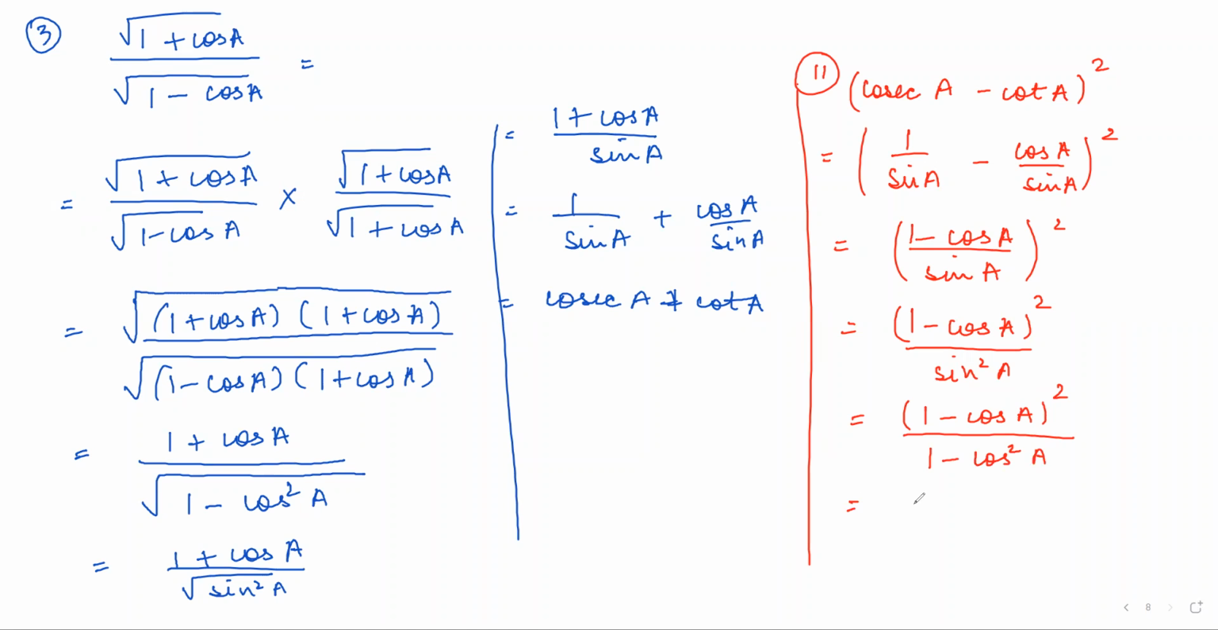Yes, ma'am. Okay. So (1 minus cos A) whole square. Now this is A square minus B square in the denominator, right? 1 and 1 square, same thing, okay? So I can write it 1 minus cos A into 1 plus cos A, no problem. Yes, ma'am. So in the numerator, one bracket will cancel out and only 1 minus cos A upon 1 plus cos A will remain.